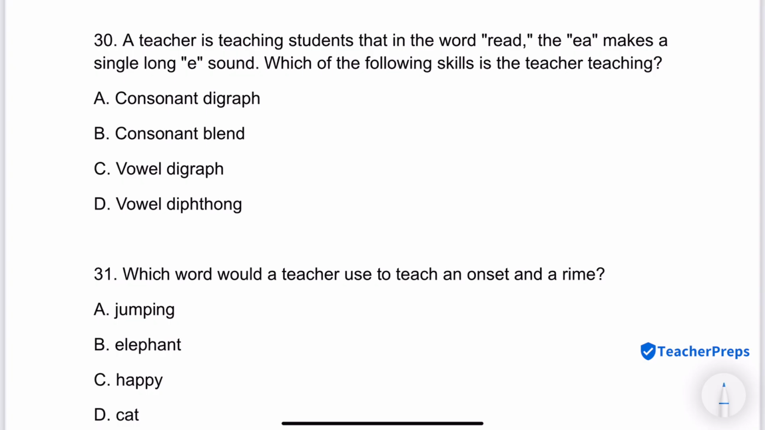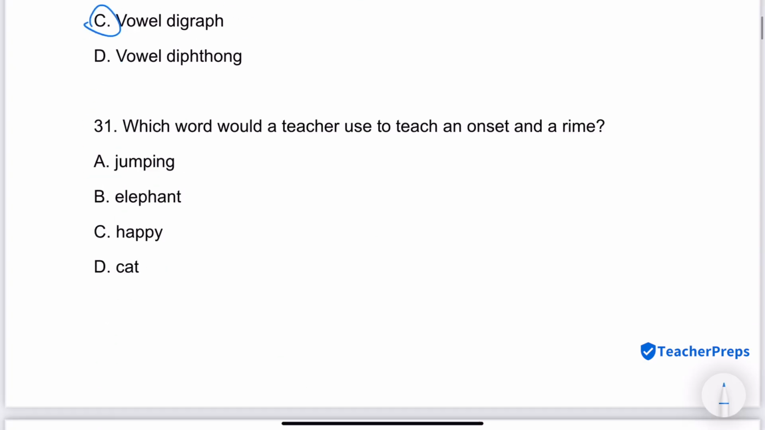All right, so this is another type of question in that the word read, we have these vowels E and A, and they're teaming up to make one sound. And since the two vowels make one sound, that is going to be a vowel digraph. Moving on to question number 31.